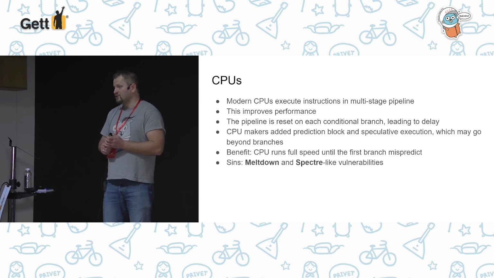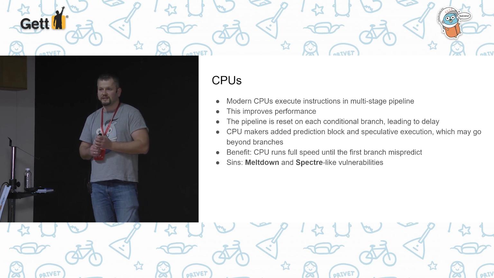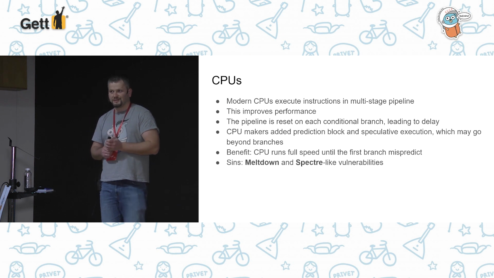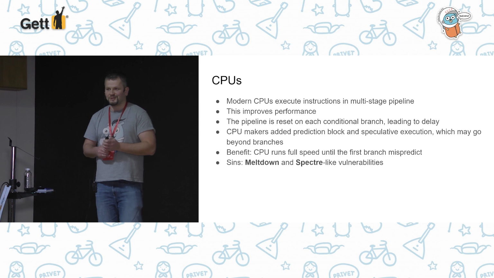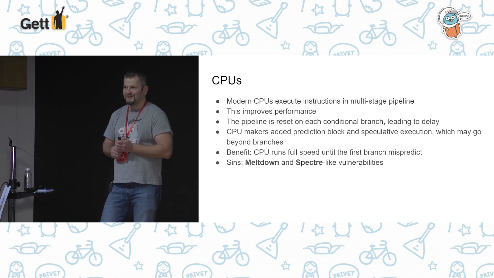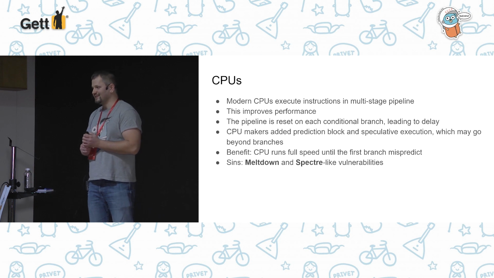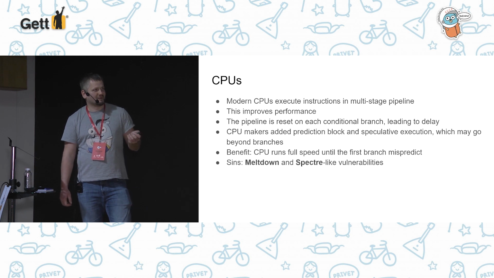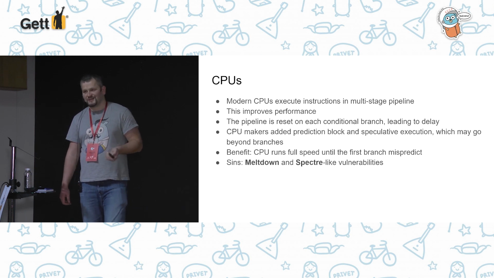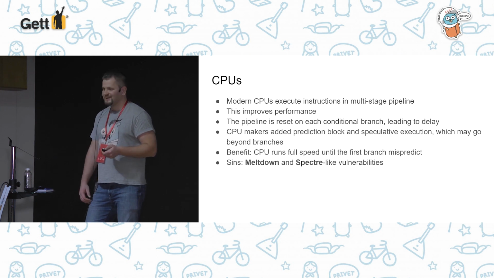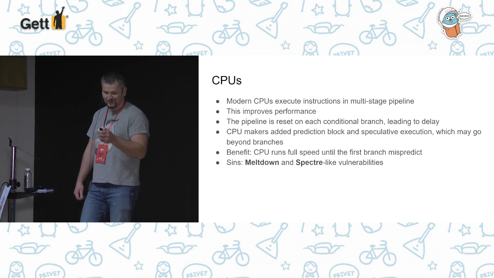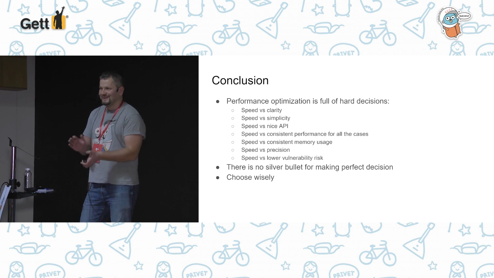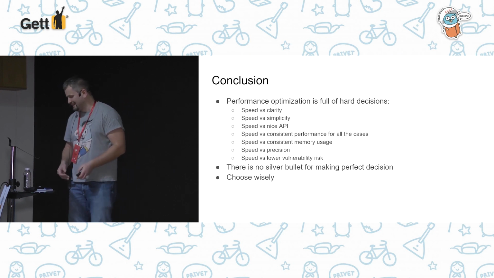Processor developers found a way out of this situation by predicting this branching and speculative code execution. But it turned out, in fact, last year, that this performance optimization does not come without a cost. It can even lead to Meltdown and Spectre-like vulnerabilities, which require CPU runtime slowdown. Well, that's it. Thank you very much.